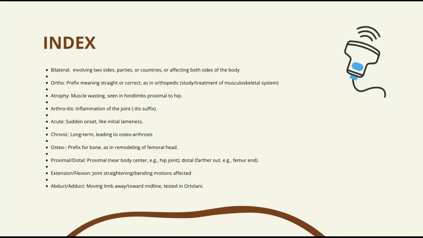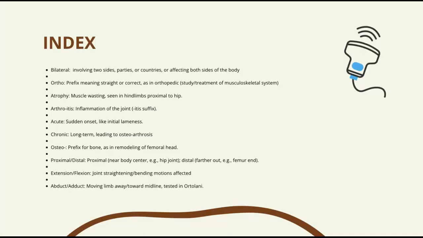So in our index, we discuss bilateral, involving two sides, affecting both sides of the body. Ortho, prefix meaning straight or correct, as in orthopedic. Atrophy, muscle wasting, seen in hind limbs proximal to hip. Arthritis, inflammation in the joint, itis being the suffix.